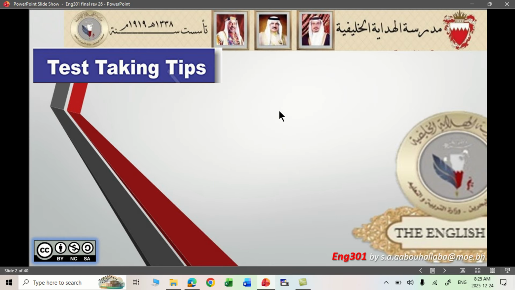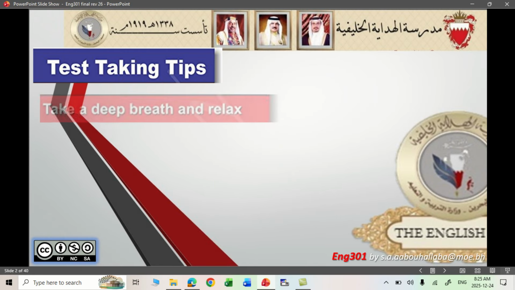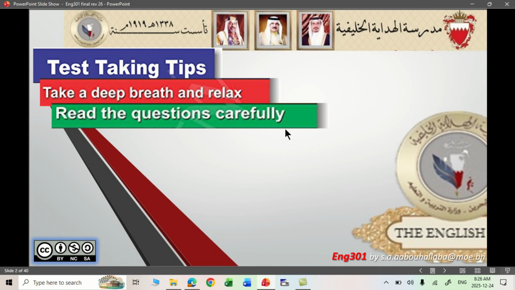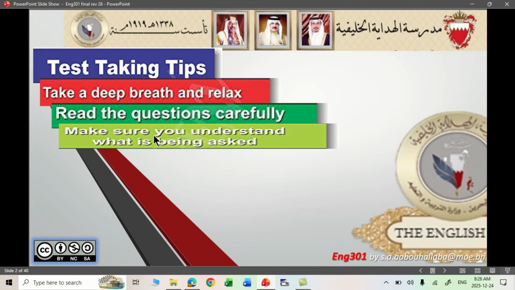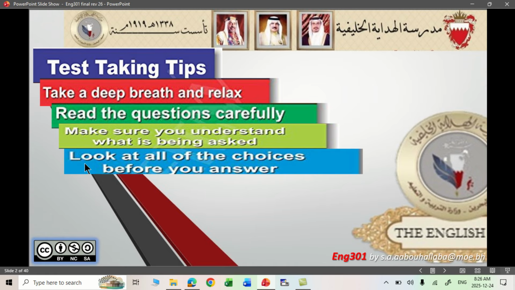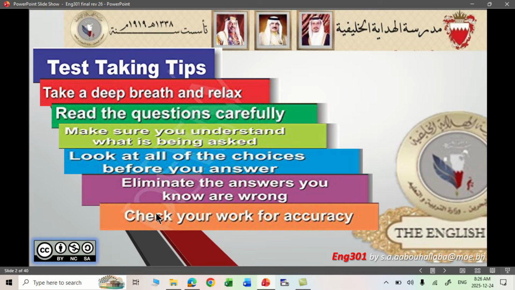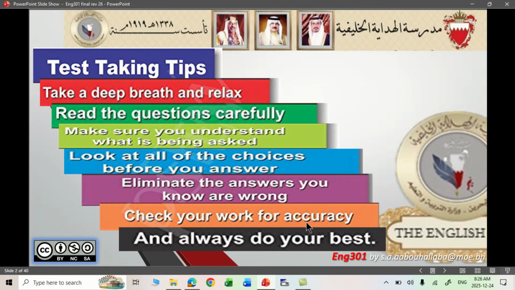Before we start, we need to have a look at some test-taking tips. Before you start your test, please take a deep breath and relax. Read the questions carefully. Make sure you understand what is being asked. Look at all the choices before you answer. Eliminate the answers that you know are wrong. Check your work for accuracy. And finally, always do your best.